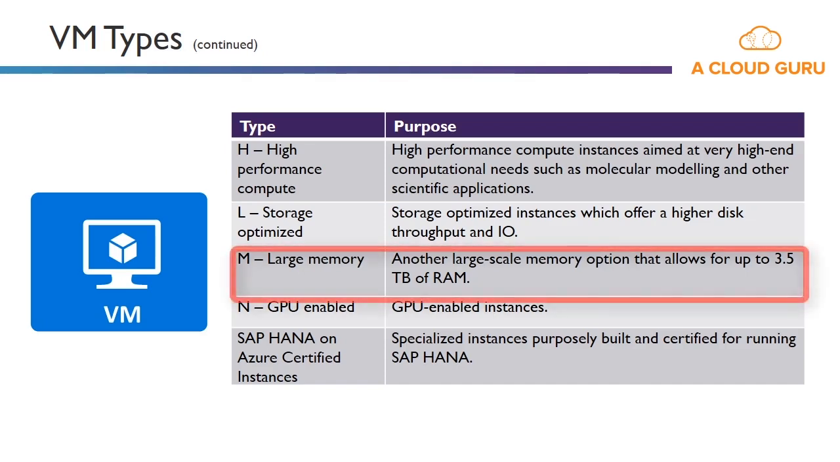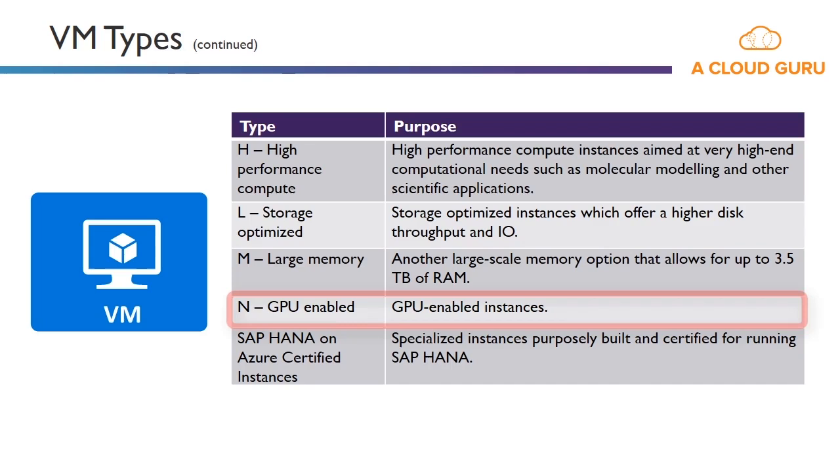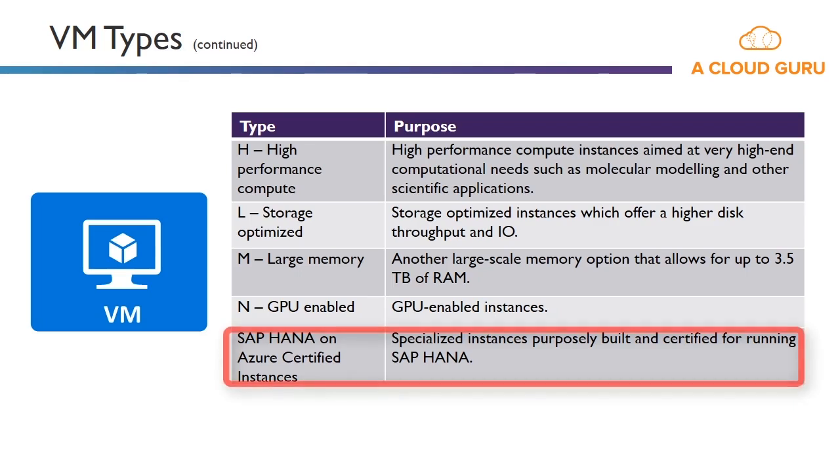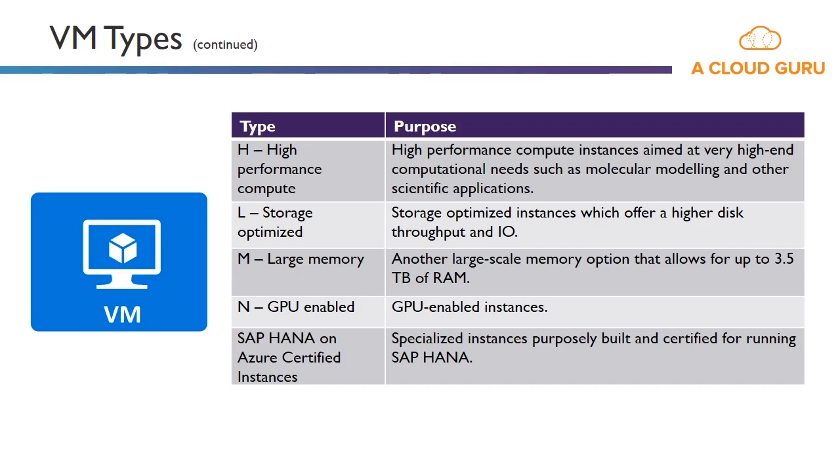Then we've got the M series, another very large memory series available. These go actually much, much larger than the E series. You can go up to 3.5 terabytes of RAM here. Then we have the N series. They're actually divided up into NV and NC, depending on the type you choose there and what configuration you require. But these are graphics card enabled instances. And finally, we have SAP HANA on Azure certified instances as well. So as you can see, just a ton to choose from.